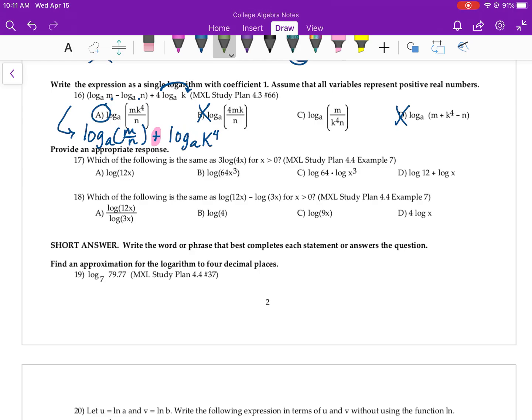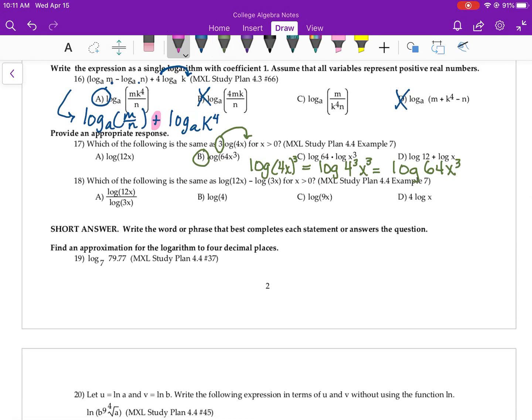Okay, number 17, which is the same as 3 log 4x. All right, so we know that the 3 is actually an exponent. So log of 4x to the third power. Okay, that means I am taking the log of 4 to the third and x to the third. And so the answer is B.